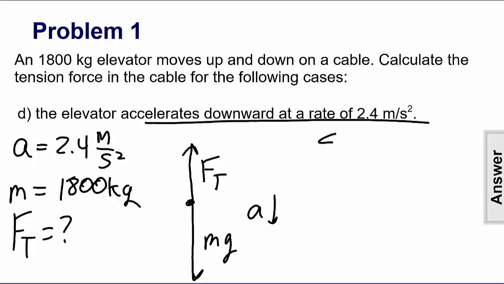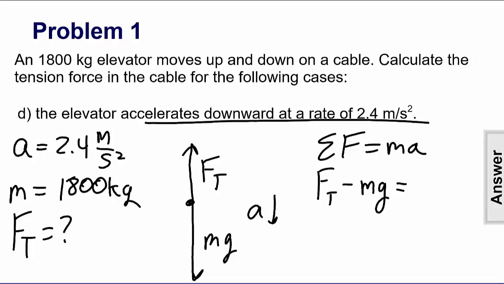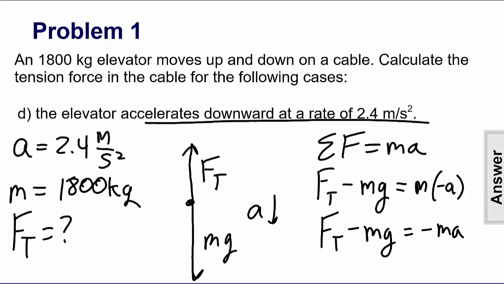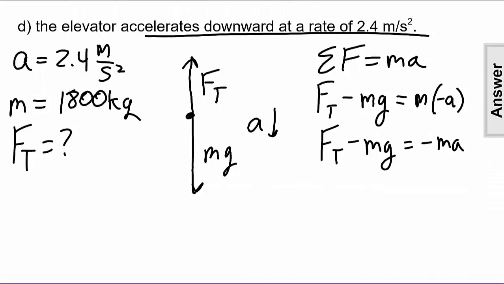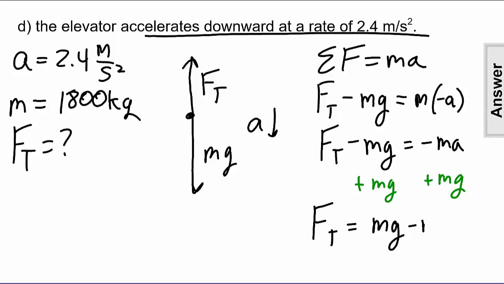Let's apply Newton's second law, sigma F equals ma. We have tension force up, I'll make that positive. Then we have mg downward, that's a negative mg. And the acceleration is pointing downward here, which means the acceleration should be negative. So that would be like saying m times negative a. And I like to rewrite that, F sub T minus mg equals minus ma, pulling the negative out in front. Let's solve for F sub T by adding mg to each side. Here we find that F sub T is equal to mg minus ma.